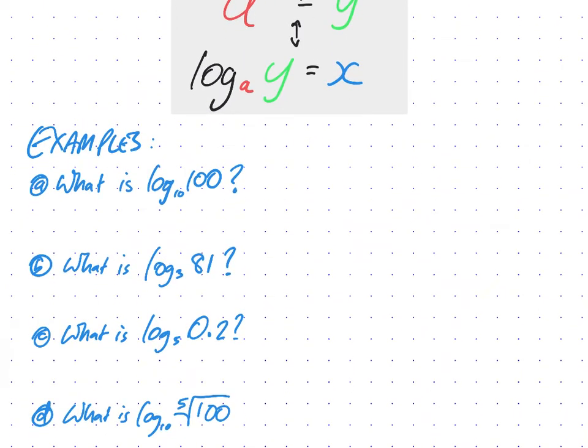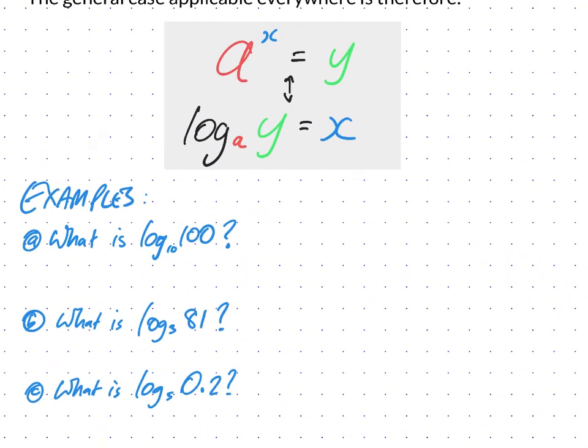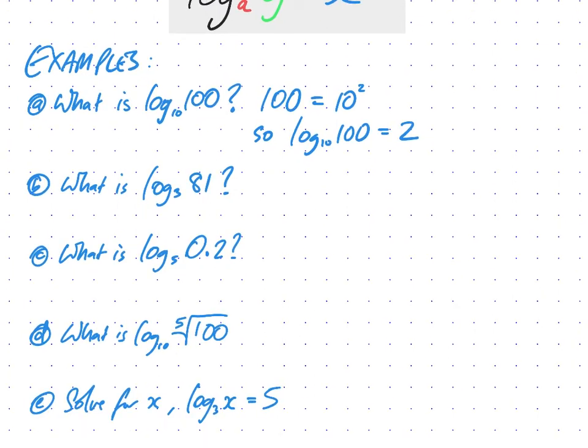What is log in base 10 of 100? Well, if we bring it back to this situation, I have 100 is equal to the base of 10. How many times do I multiply 10 by itself to get 100? I square it, I'll do 10 times 10. So log base 10 of 100 is equal to 2. What is log base 3 of 81? Well, 3 times 3 is 9, times 3 is 27, times 3 is 81. So 3 to the power of 4. So log in base 3 of 81 is equal to 4.